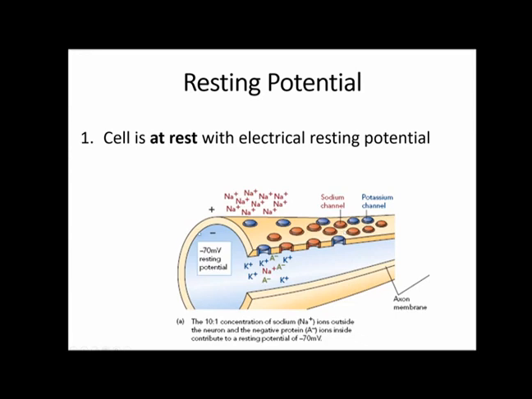And so this tube, this straw-like drawing here, is looking at part of our axon. And so this is step 1 when the cell is at rest. And there's an electrical resting potential, so the charge is minus 70 millivolts inside the cell. And at this point, we're mostly caring about our sodium, the Na pluses, and our potassium, the K pluses.